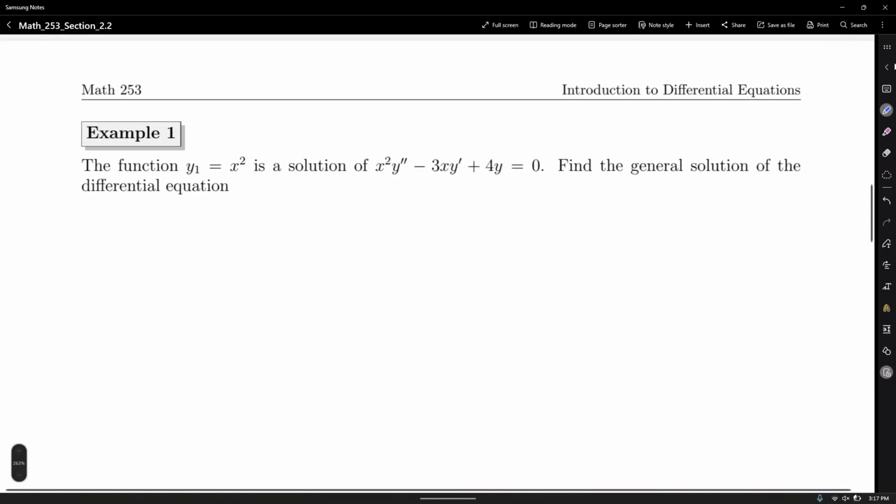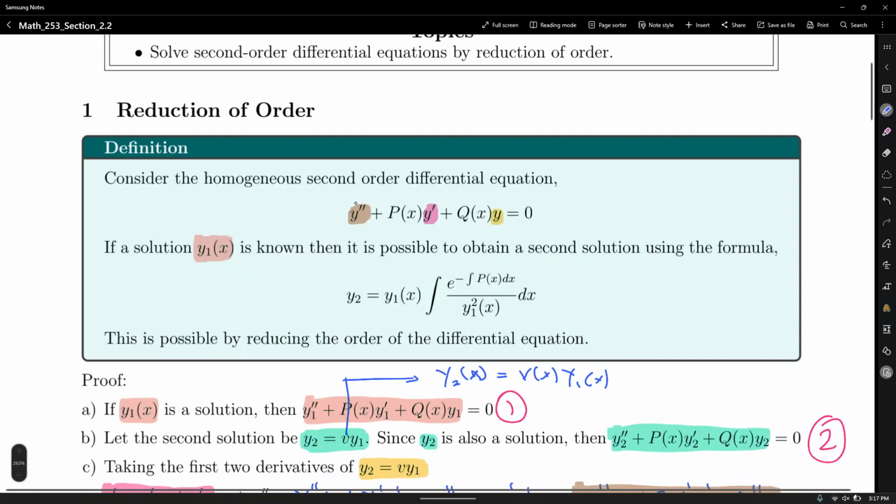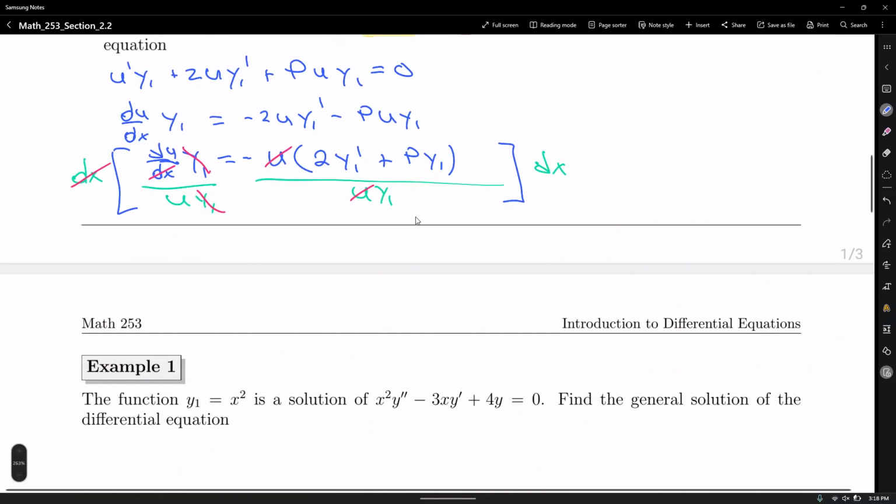All right, so example number 1. We have that the function y sub 1 equals x squared is a solution to this differential equation. They're asking us to find the general solution of the differential equation. Now you guys need to be very careful when working with these equations, because the given equation here is not given in the format we required in order to solve it, because you want to make sure that the second derivative term has a coefficient of 1. Nothing is multiplying the second derivative term other than 1.